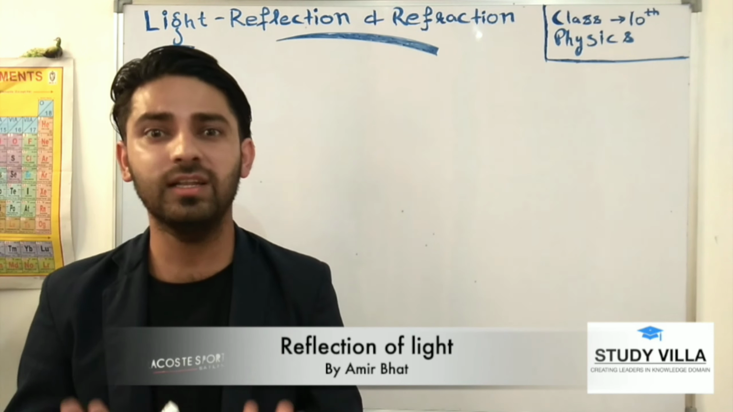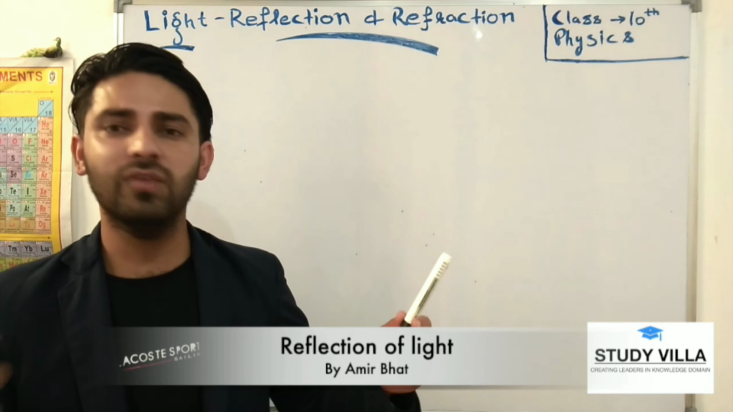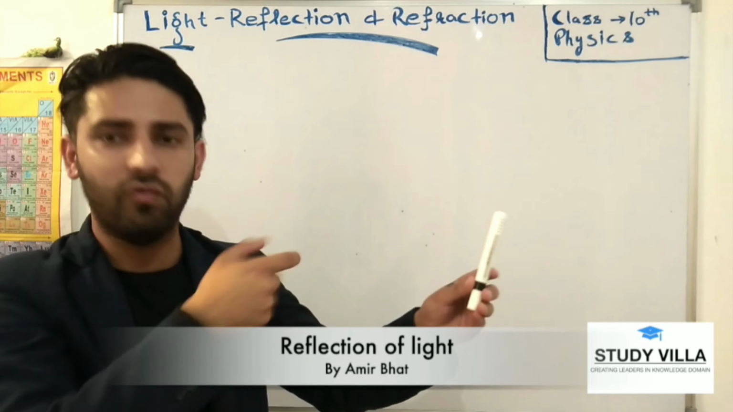But we can see the non-luminous object. How do we see the non-luminous object? With the help of a luminous object. The light of a luminous object falls on a non-luminous object and reflects back, and we can see it.